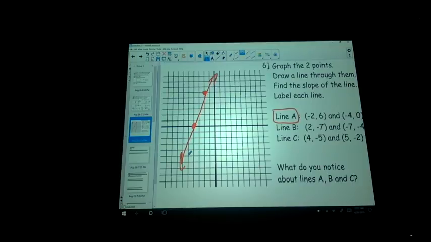Okay, so that's line A. That's increasing. Agreed? Because it's positive. Yes. Line B, we have 2, -7, and then it's -7, -4.